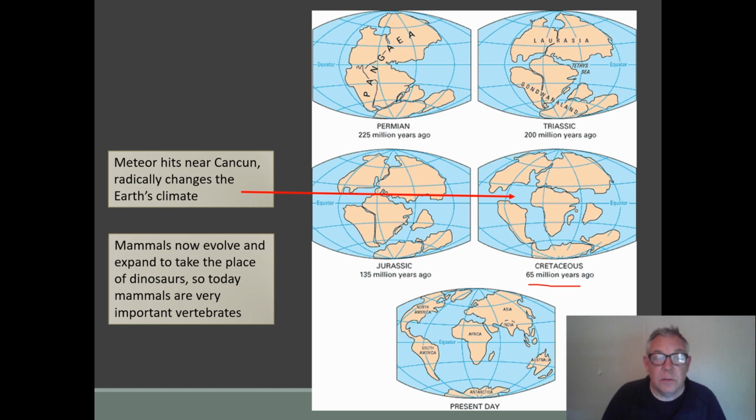And of course, that caused the dinosaurs to go extinct. And the mammals, which were small and somewhat diverse, then were able to explode and become very important vertebrates all over the world today.